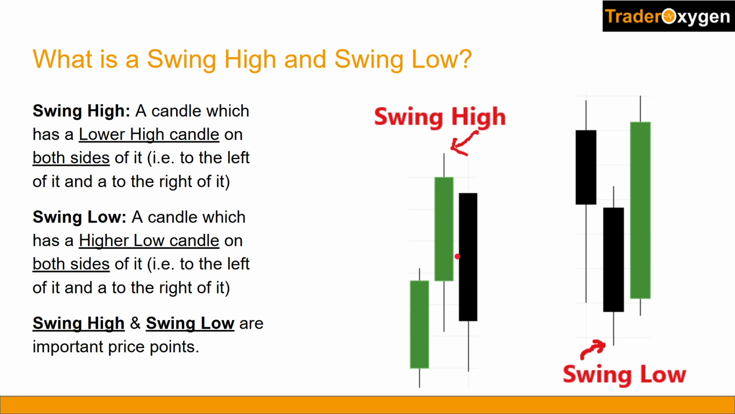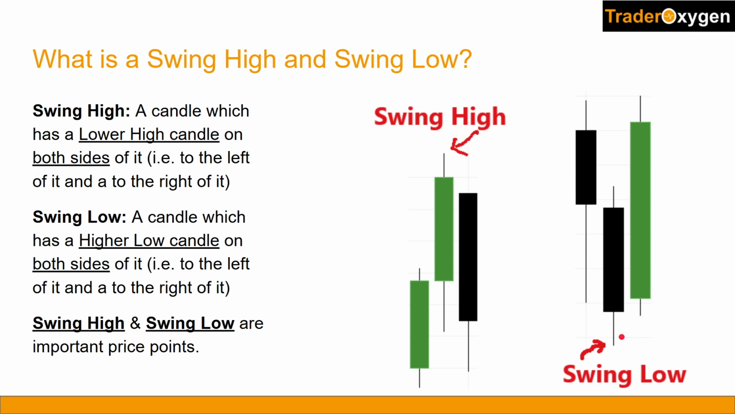So what is a swing high? A swing high is a candle which has a lower high candle on both sides of it. What that means is this candle's high is lower than this candle's high, and this candle's high is lower than this candle's high. I'm talking about the price. So this is a swing high candle.